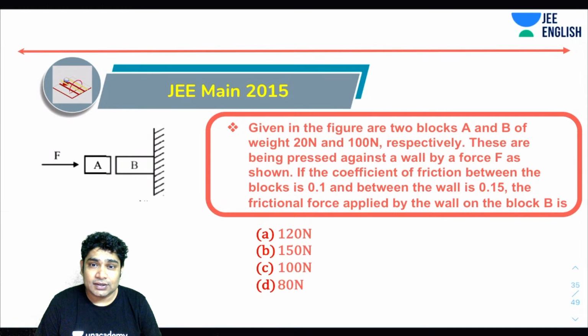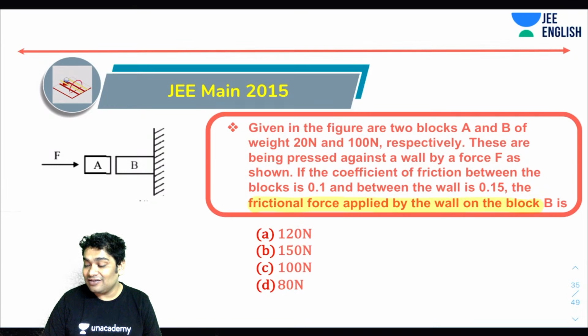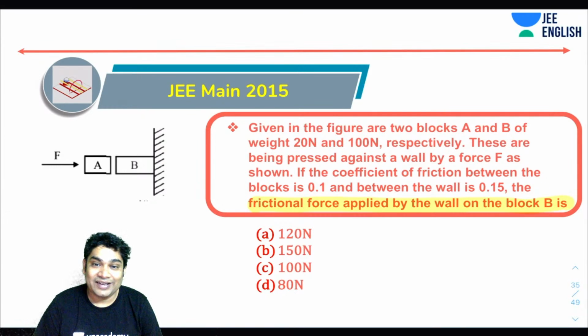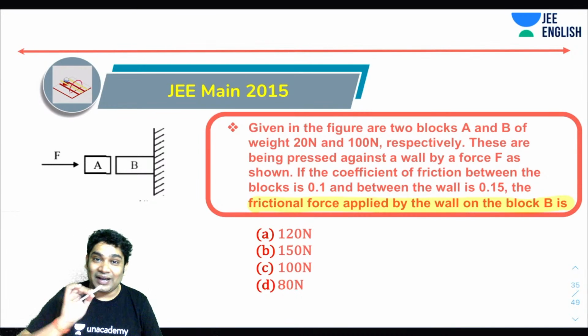Suraj, could you find the answer? So AP says C. Okay, 100 Newton. So read the question carefully, AP. You have been asked the frictional force applied by the wall. So 100 Newton is not the correct answer, by the way. Okay, so let's see. Again, as I keep telling you, always start by drawing the FBDs.